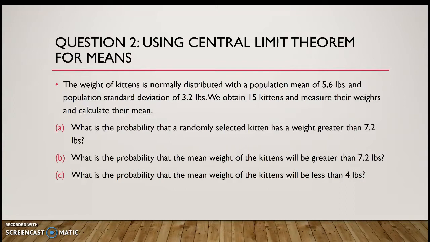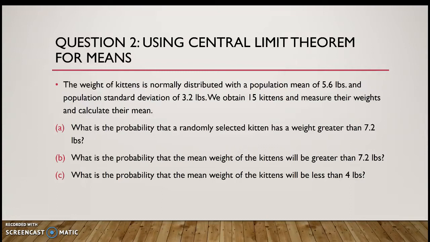Okay, so let's first start off with this problem. It says the weights of kittens are normally distributed with a population mean of 5.6 and a population standard deviation of 3.2 pounds. So all possible kittens have a mean of 5.6 and a standard deviation of 3.2. We obtain 15 kittens, measure their weights, and calculate their mean. So I can take 15 different kittens, weigh them, and calculate one grand total mean.